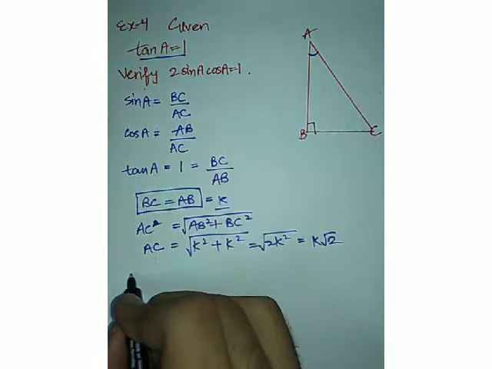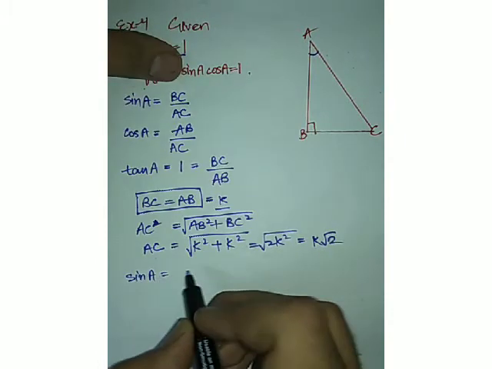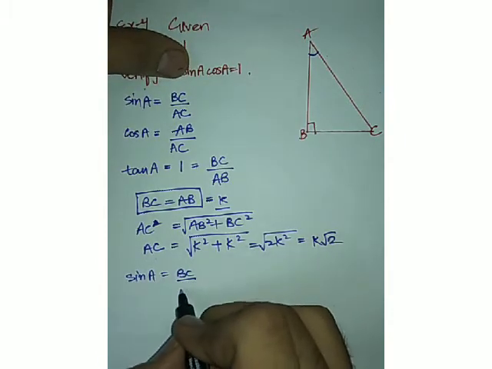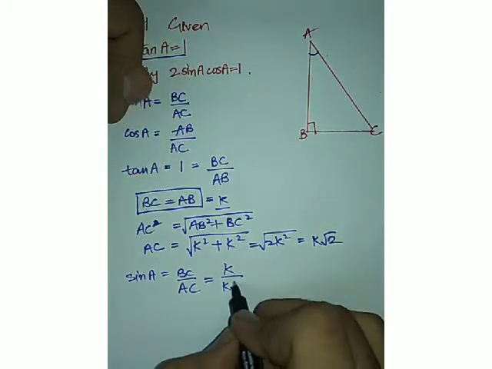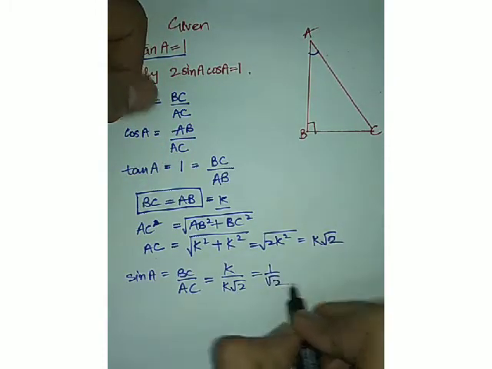So just find the value of sine A. What is sine A equal to? That is BC upon AC. What is BC equal to? That is K. What is AC equal to? K root 2. You will get 1 upon root 2, right?